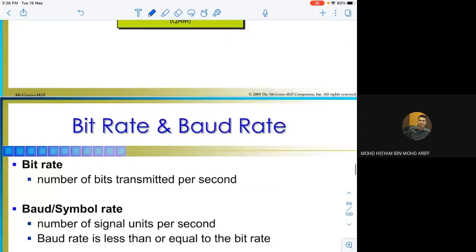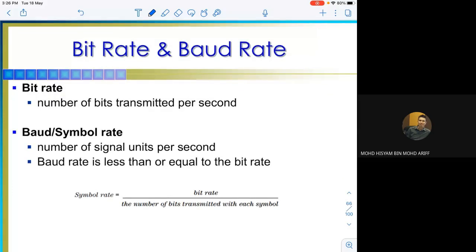Okay. Now, ni kena tahu ni, bit rate. What is the bit rate? Number of bit transmitted per second. Okay. You pernah dengar tak? This one. 100 megabit per second. Bila you tengok dekat line internet you. Okay. Pernah tak nampak? Kadang-kadang tulis 50 megabit per second.